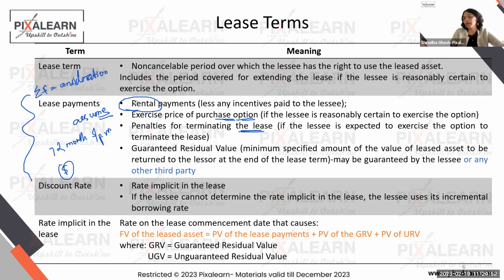Okay. Now there is one term that will be used often, which is called guaranteed residual value. In my example, after a 72-month contract, if Tesla says that Anirban will have to pay, let's say, 5 lakhs, that is the guaranteed residual value of the property, then that becomes my guaranteed residual value. Now, one very important thing that I want you to understand here is this guarantee can be given either by the lessee or by any other third party.